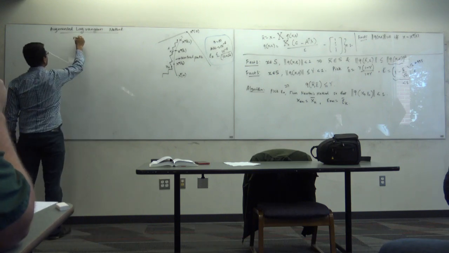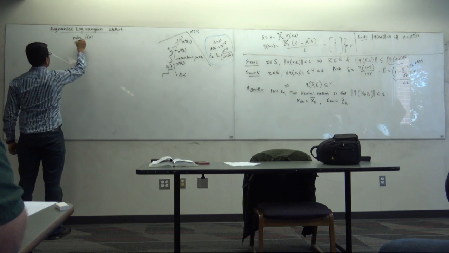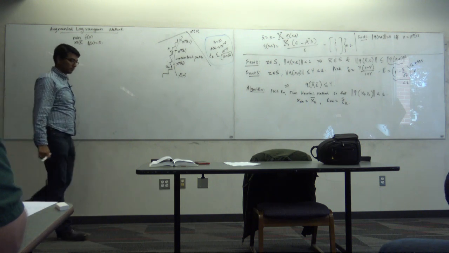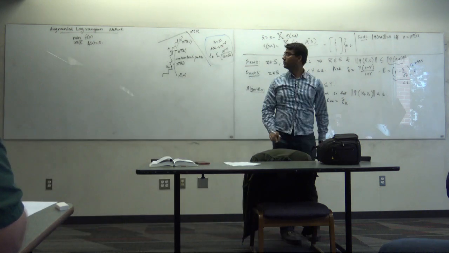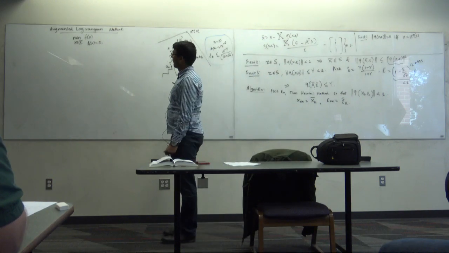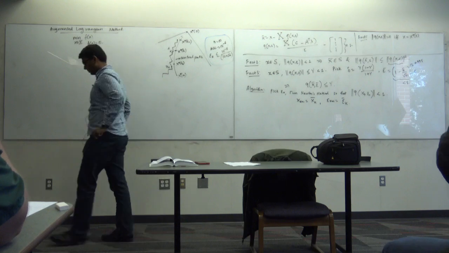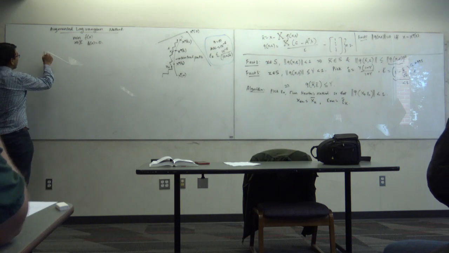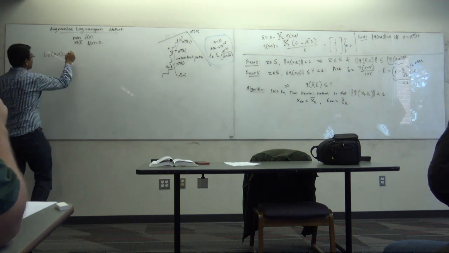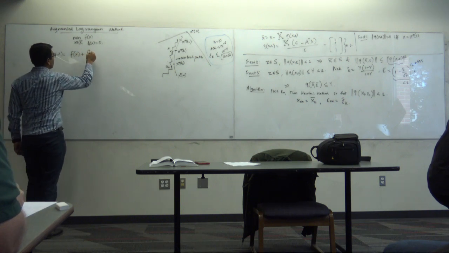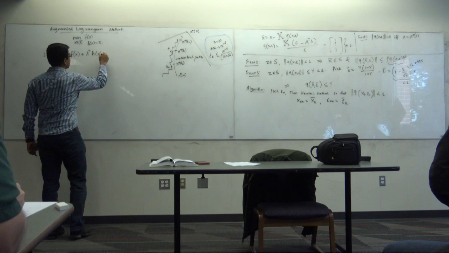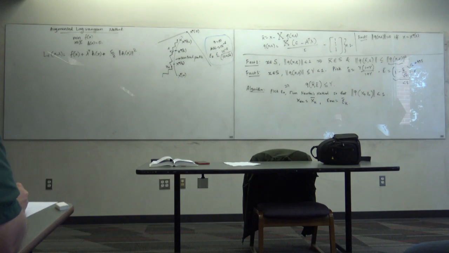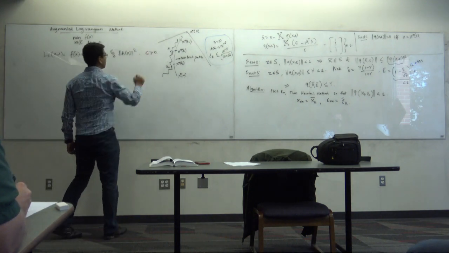So I want to minimize f(x), x in set X, such that h(x) is equal to 0. Okay? So I define the augmented Lagrangian as f(x) plus lambda transpose h(x) plus c over 2 norm of h(x) squared. C is not a constant, but c is something greater than 0.